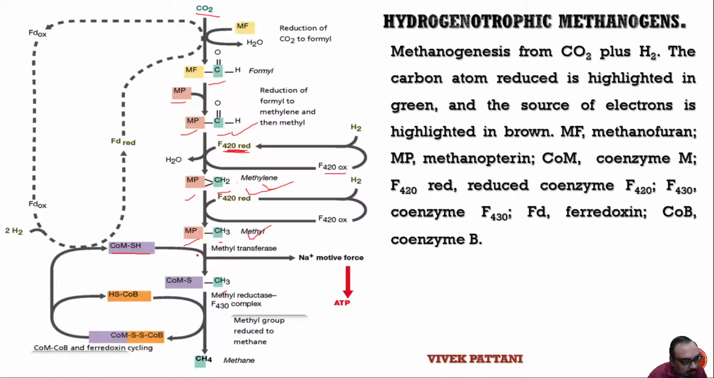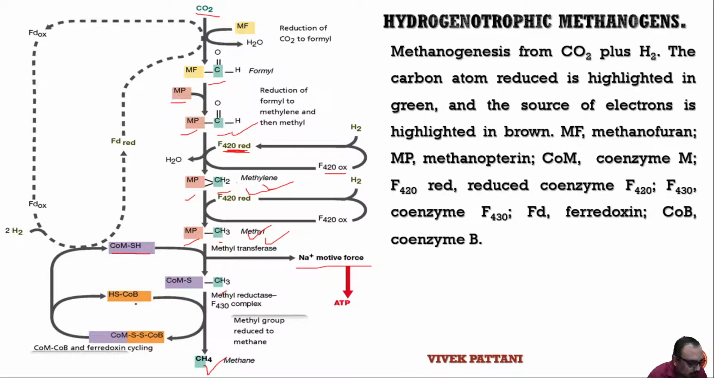The coenzyme M SH complex gets involved in the reaction with this methyl group, which is in combination with methanopterin. Methanopterin is released, forming a methyl complex with coenzyme M, and this methyl group will be reduced to methane. At the same time, a sodium motive force will be generated for the production of ATP.